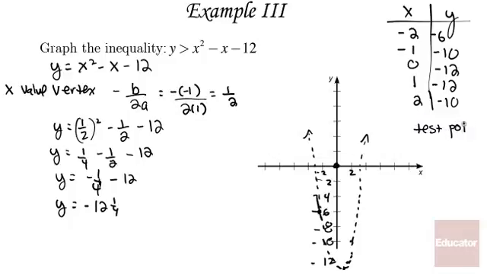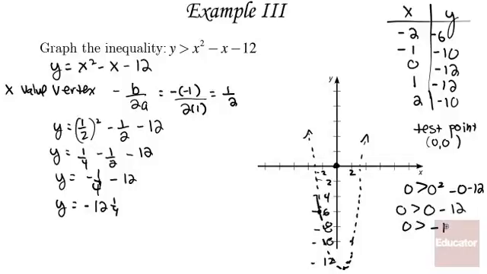Test point 0, 0. Substituting in here, that's going to give me 0 is greater than 0 squared minus 0 minus 12. 0 is greater than 0 minus 12. 0 is greater than negative 12. Okay, so is 0 greater than negative 12? Yes. Therefore, since 0 is greater than negative 12, this point would be part of the solution set. Okay. So the solution set's going to be in here.